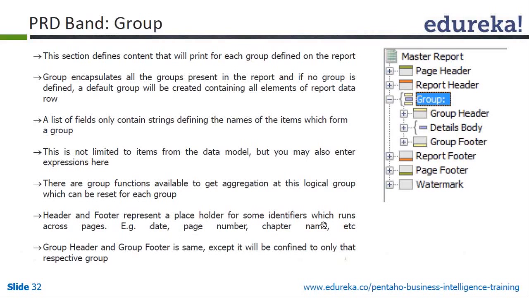Headers and footers represent a placeholder, so headers and footers means group header and group footer. You can put date, page number, chapter name, those types of things. Header and footer is basically page level: page header, page footer, report header, report footer. That's where you can put date and page number, and group header depending on your requirement.